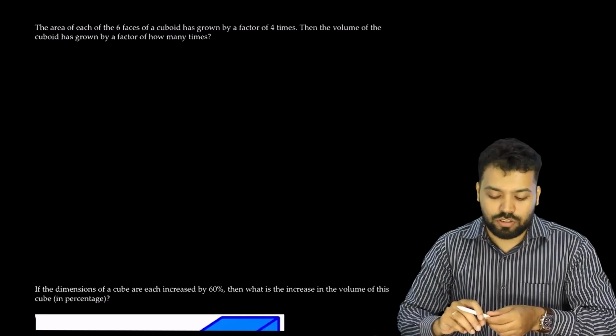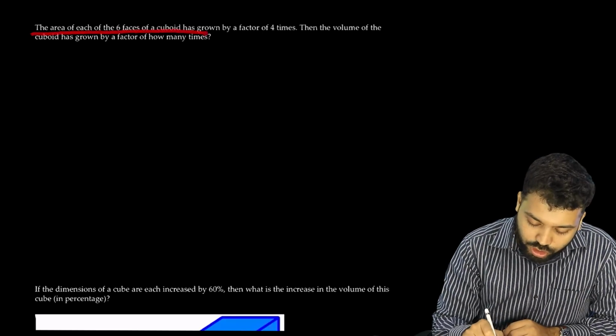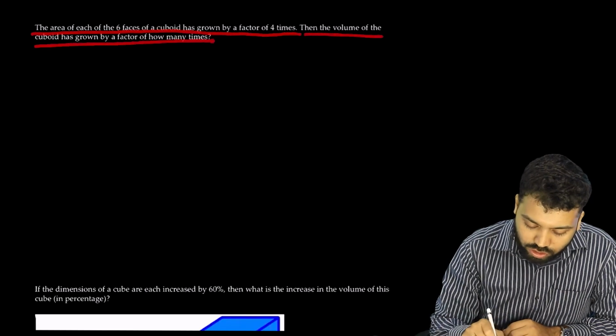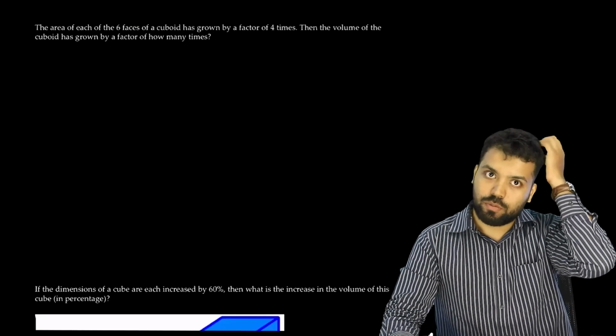This is your first question on volumes. The area of each of the 6 faces of a cuboid has grown by a factor of 4 times. Then the volume of the cuboid has grown by a factor of how many times? Can someone tell me how to approach this problem?